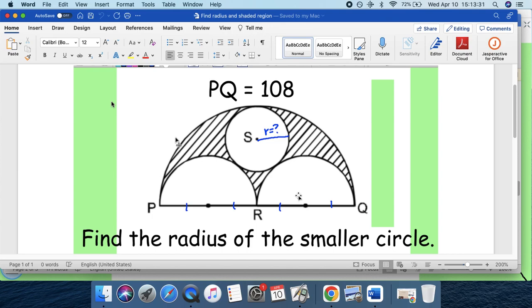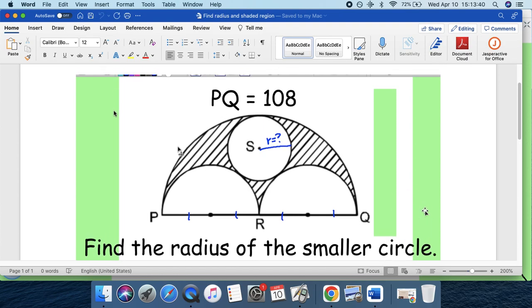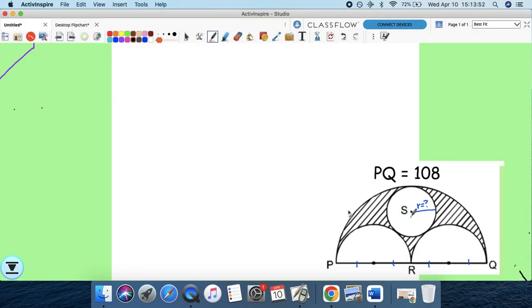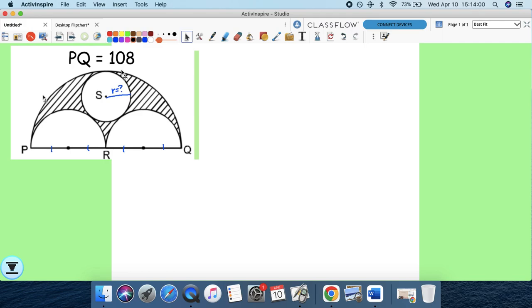Let me see if I can take a better picture of this. We want the radius and the area of the shaded region. Okay, so let me take a picture and put it over here. All right. Well, hopefully you actually got this.